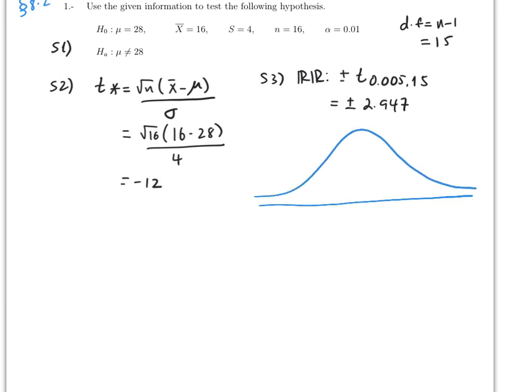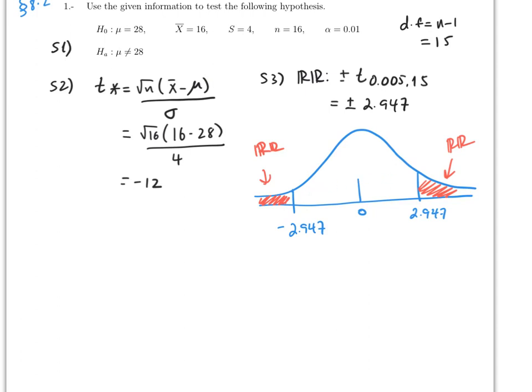The other thing, remember, is that it's required that you draw the rejection region. Have 0 here, 2.947, negative 2.947. The rejection region is here and here. So this is the rejection region. Okay, next, remember you have to look for T star and check if it is in the rejection region, which will be here, or in the fail to reject area.